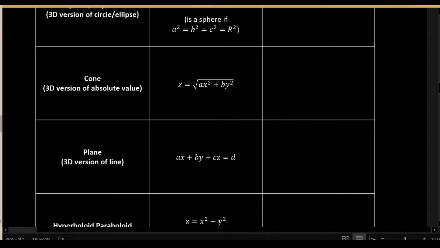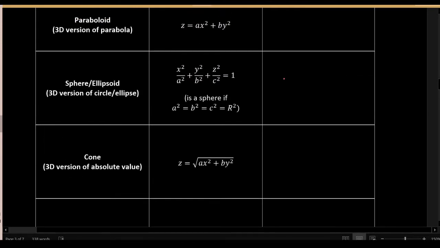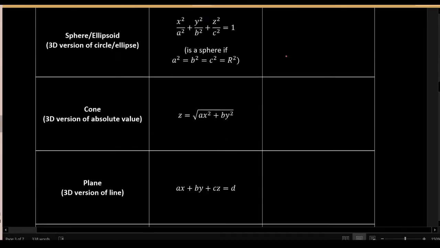Next up we have the cone. The cone is the 3D version of the absolute value equation in 2-dimensional space. This one is almost the same as the equation for the paraboloid. However, the equation for the cone has a square root on the expression on the right, whereas the paraboloid has no square root, and it's just a polynomial.